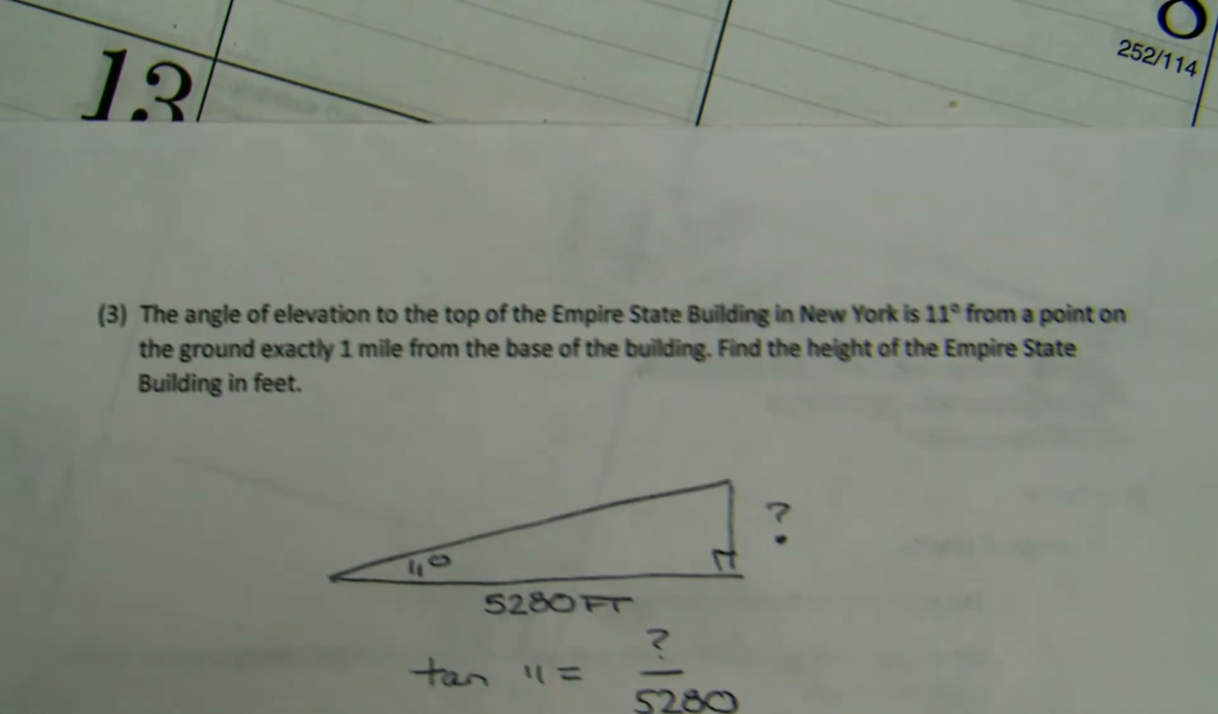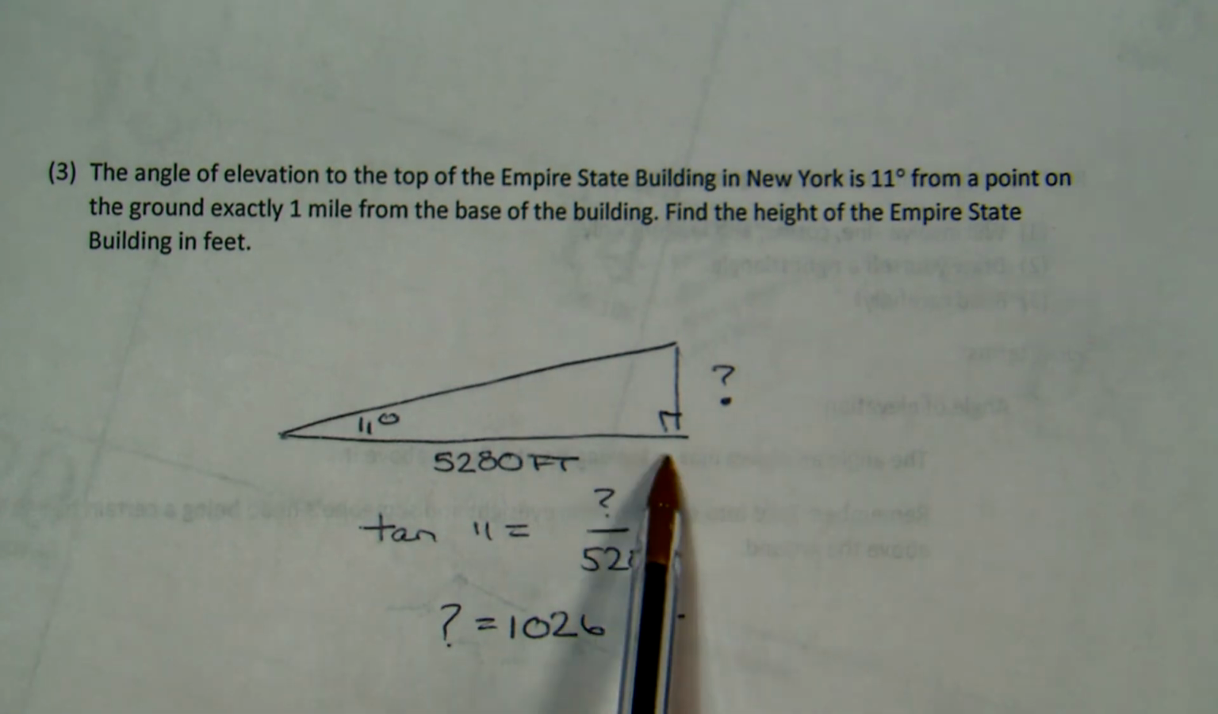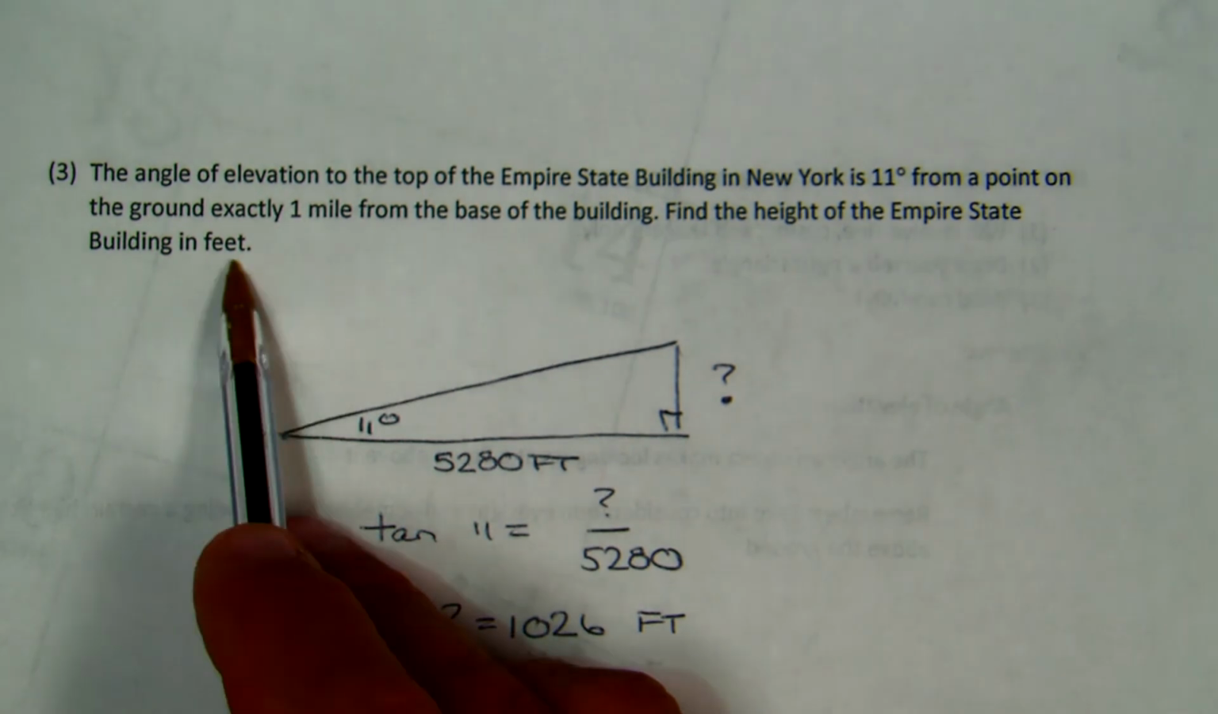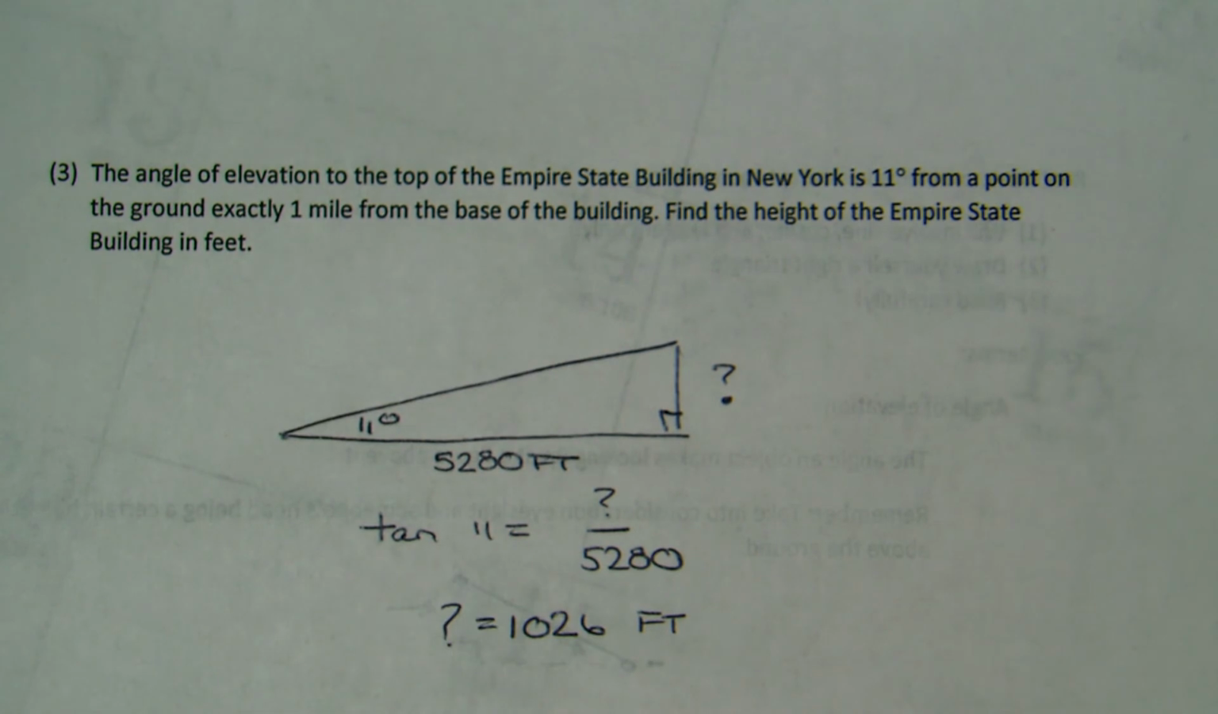All right, next up, number 3, the angle of elevation to the top of the Empire State Building in New York is 11 degrees from a point on the ground exactly 1 mile from the base of the building. Find the height of the Empire State Building in feet. All right, so we draw our right triangle. They're asking in feet, so we're 1 mile away from the base, so I convert that. There's 5,280 feet in a mile.